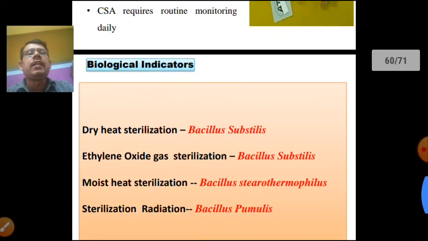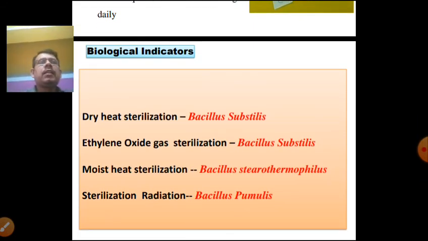The biological indicator means that biological agents are used for these indicators, which is why it is called the biological indicator. In the case of dry heat sterilization, Bacillus subtilis; ethylene oxide gas sterilization, Bacillus subtilis; moist heat sterilization, Bacillus stearothermophilus; and sterilization by radiation, Bacillus pumilus.